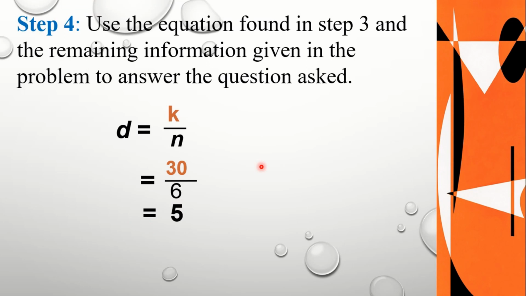Step 4. We can now use the equation found in step 3 and the remaining information given in the problem to answer the question asked. So D is equal to the value of the constant over N. The value of the constant is equal to 30, and the new number of men is 6. So how many days to complete the job? That is equal to 5 days.